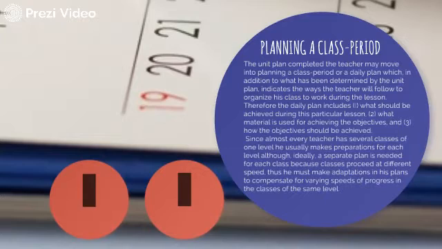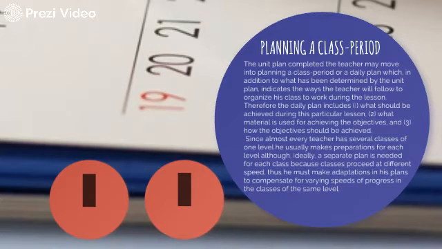Planning a class period. The unit plan completed, the teacher may move into planning a class period or a daily plan, which in addition to what has been determined by the unit plan, indicates the ways the teacher will follow to organize his class to work during the lesson. Therefore, the daily plan includes the first, what should be achieved during this particular lesson, the second, what material is used for achieving the objectives, and the third, how the objectives should be achieved.